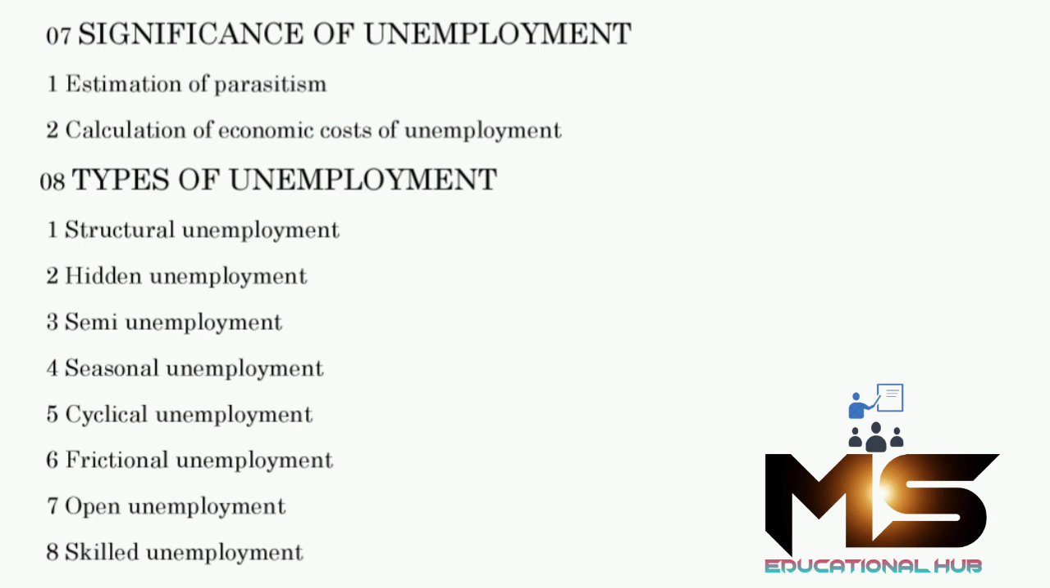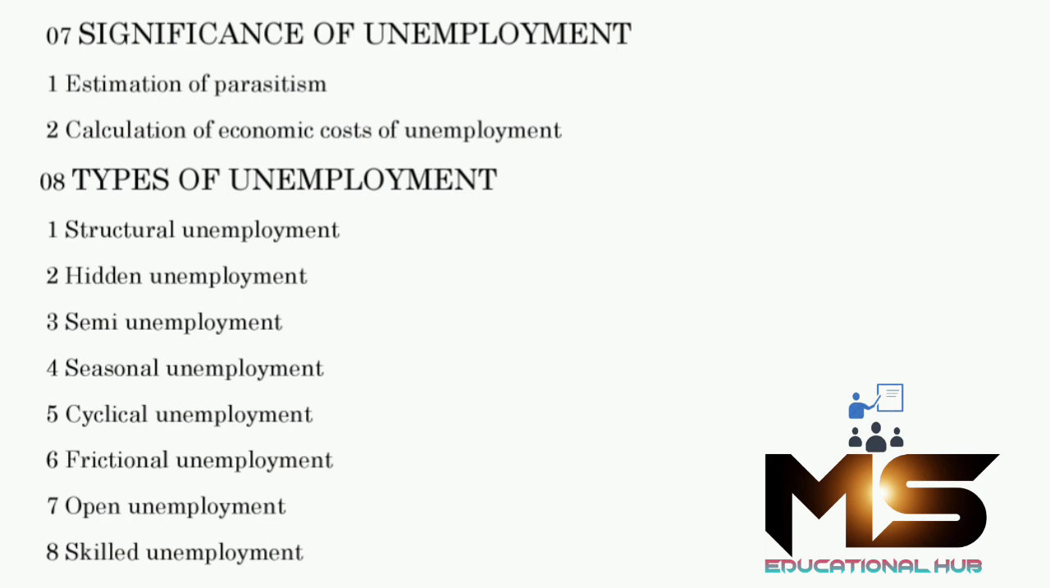Then the significance of unemployment. One is estimation of parasitism. Then the calculation of economic costs of unemployment. Then what are the different types of unemployment? Structural unemployment, hidden unemployment, semi-unemployment, seasonal unemployment, cyclical, frictional, open, skilled. These are all the different types of unemployment we can see in our nation.